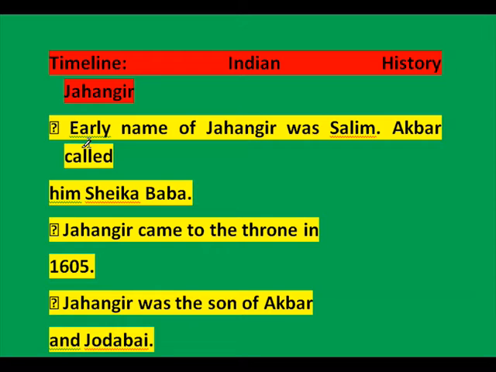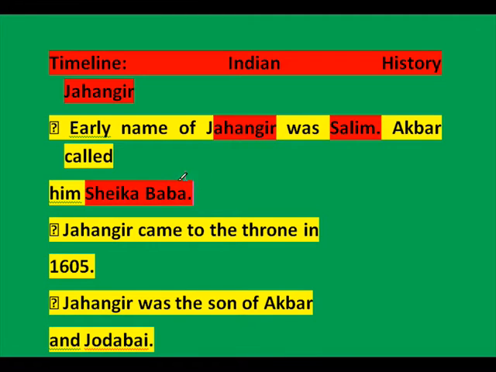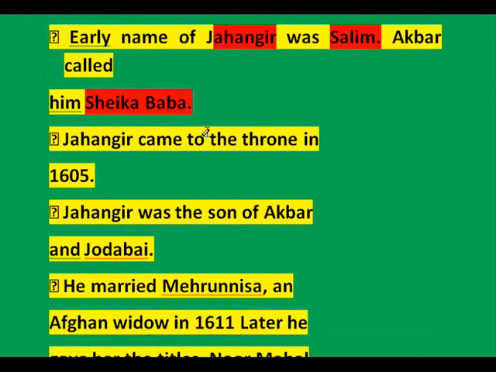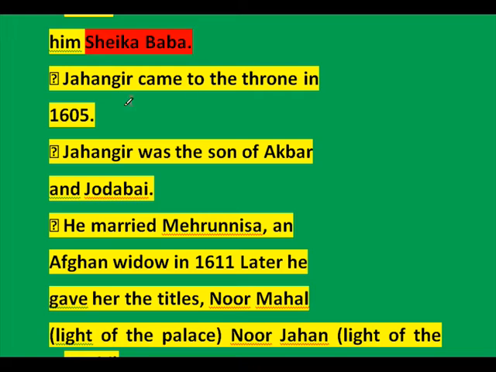So now Jahangir. The early name of Jahangir was Selim. Who is the person whose name is Selim? It is mainly Jahangir, whose early name is Selim, and Akbar called him Sheikh Baba. Who called him Sheikh Baba? Akbar. And Jahangir came to the throne in 1605.